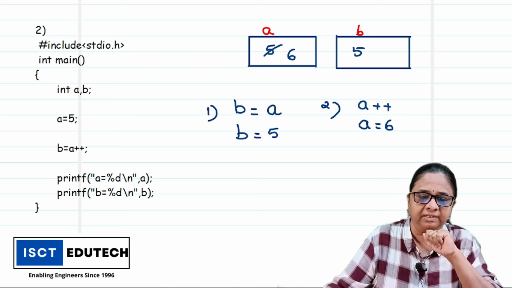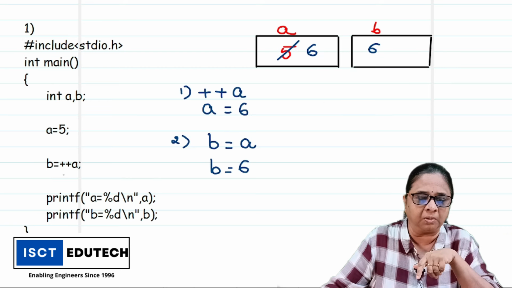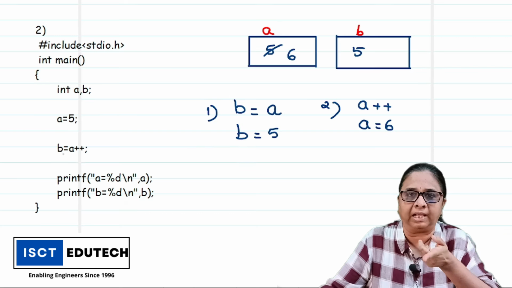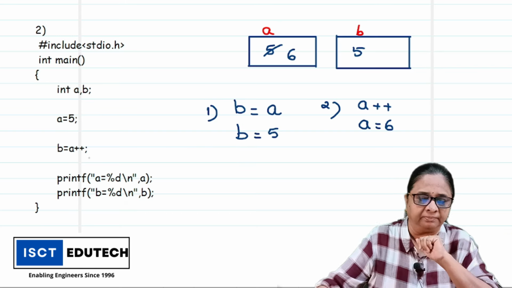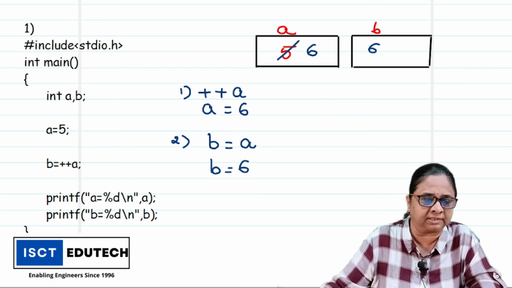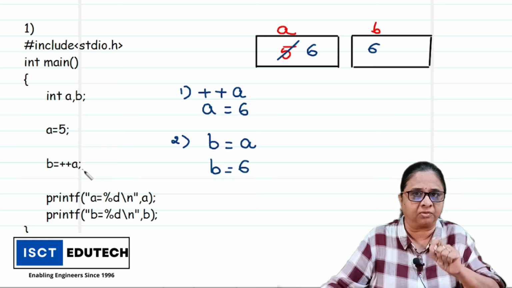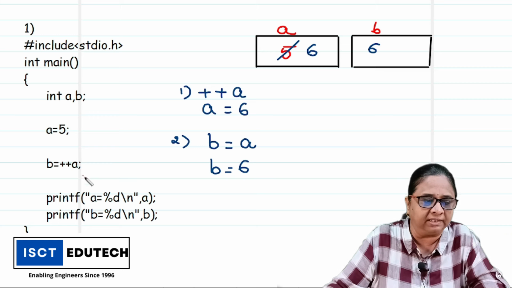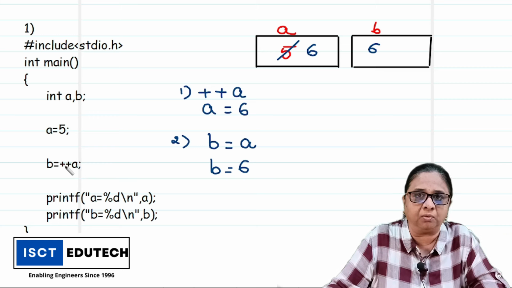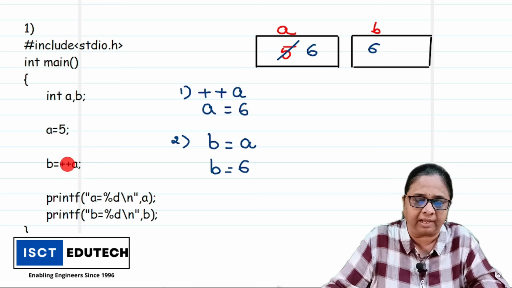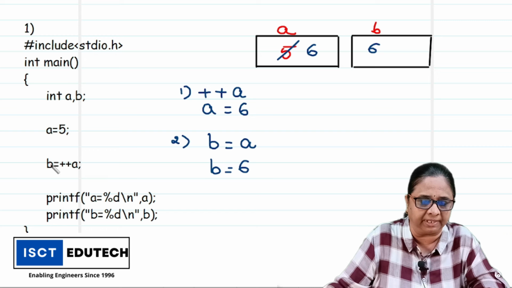So here we can clearly see the difference. B is equal to plus plus A is not the same as B is equal to A plus plus. Okay. Now, let's summarize this quickly. When you say B is equal to plus plus A, you can also understand it in this way. It means add 1 to A and then assign A to B.